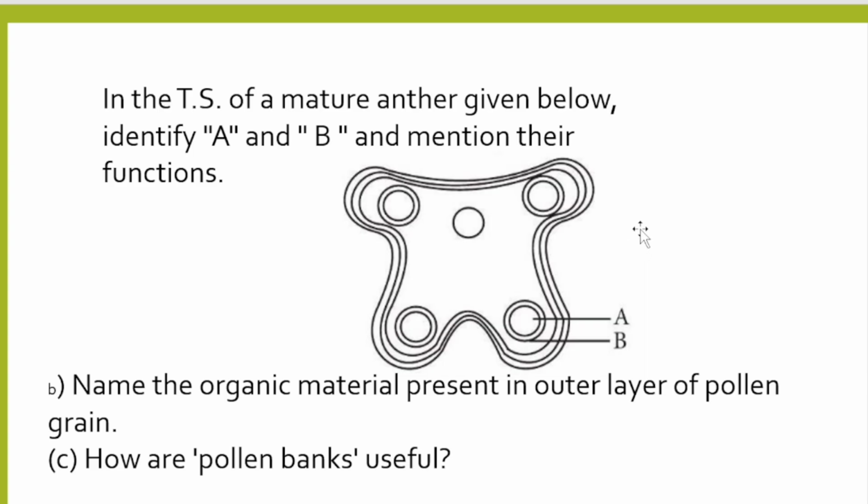Then, how are pollen banks useful? Pollen grains lose their viability after a particular period of time. It varies from family to family or species. It is possible to store pollen grains of a large number of species for years in liquid nitrogen, that is, minus 196 degrees Celsius. Such stored pollen can be used as a pollen bank. Pollen banks are very useful in crop breeding programs.